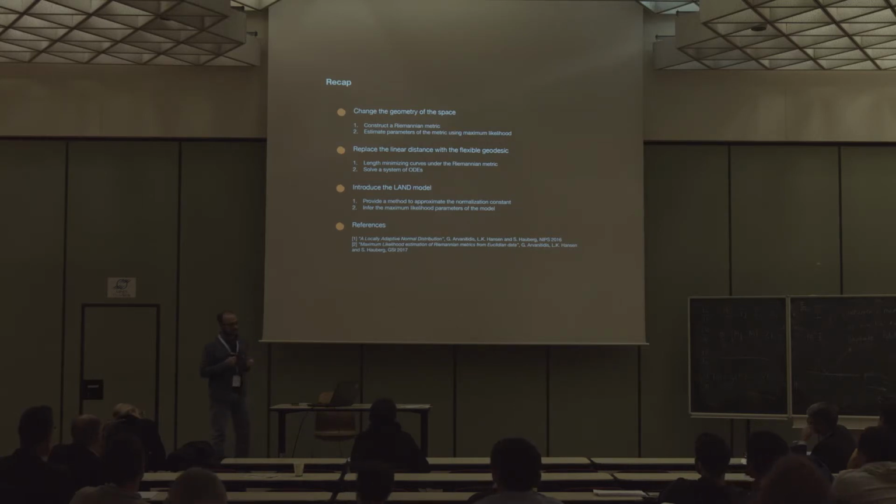you know. And at the end, having the geodesics, we can start talking about the LAND model, which is a maximum entropy distribution under this Riemannian metric. We provide the method to estimate the normalization constant and also how to estimate the maximum likelihood parameters of this model. And that's it. Thank you very much for your patience.